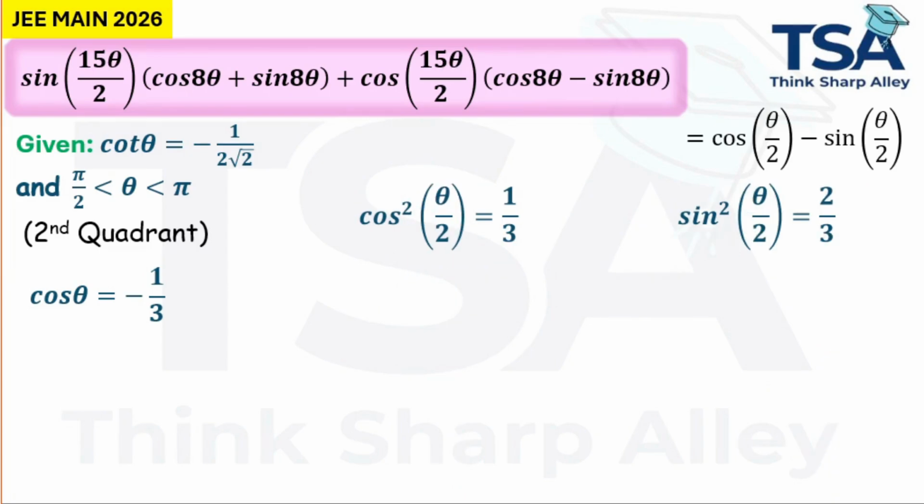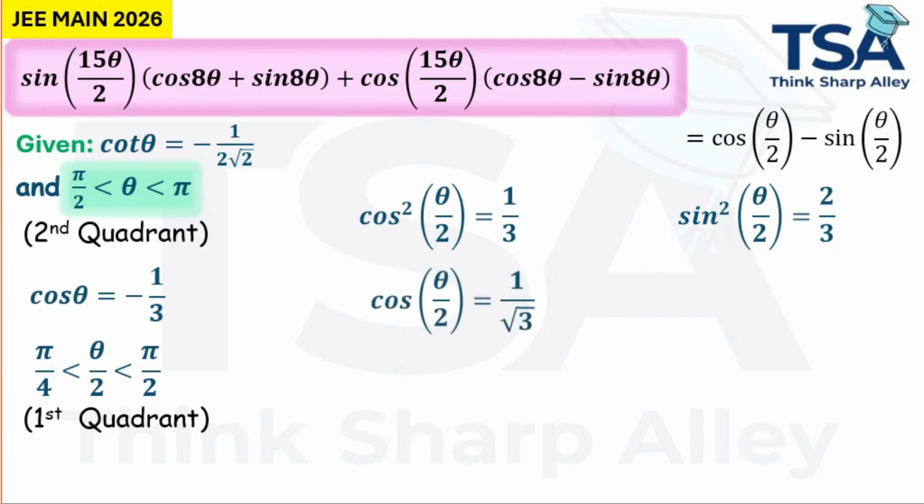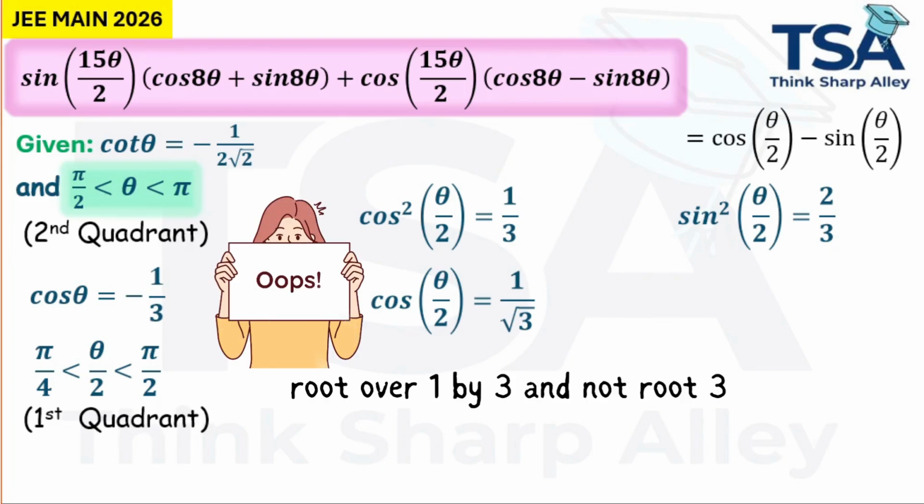Next step is a crucial quadrant check. Since theta lies between pi by 2 and pi, dividing by 2 gives pi by 4 less than theta by 2 less than pi by 2, which means theta by 2 is between 45 degrees and 90 degrees, which means theta by 2 is in the first quadrant. So both sine and cosine values must be strictly positive. So cos theta by 2 is root over 1 by 3 and sin theta by 2 is equal to root 2 by root 3.